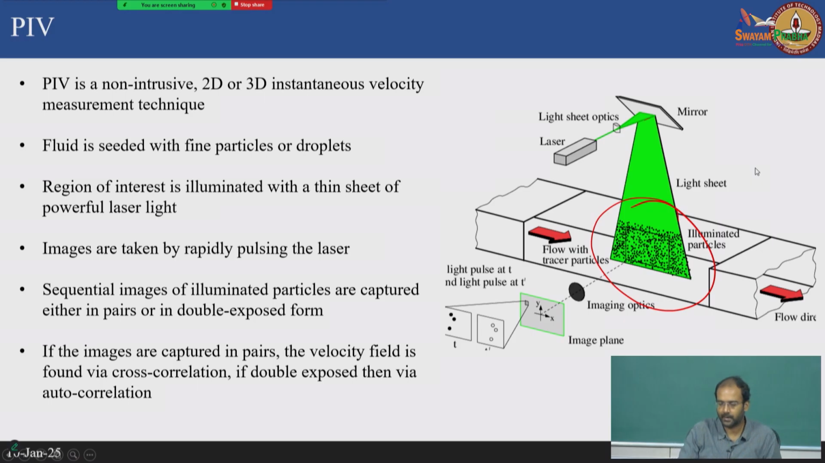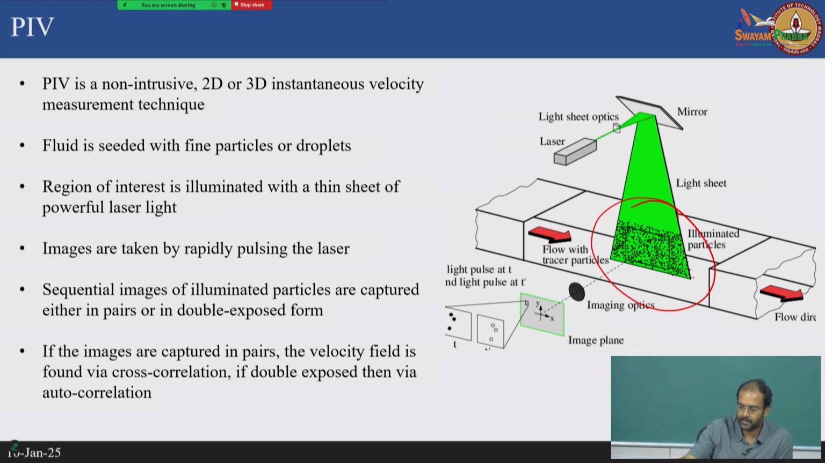The challenge is when you adapt this to a very small dimension, when you do micro PIV in micron size channels. The particles should be of the order of nanometers, they cannot be microns. And again, finding these kinds of tracer particles and the optical image processing of the reflection from these micron or nano size particles is a major challenge. But the idea here is quite straightforward.